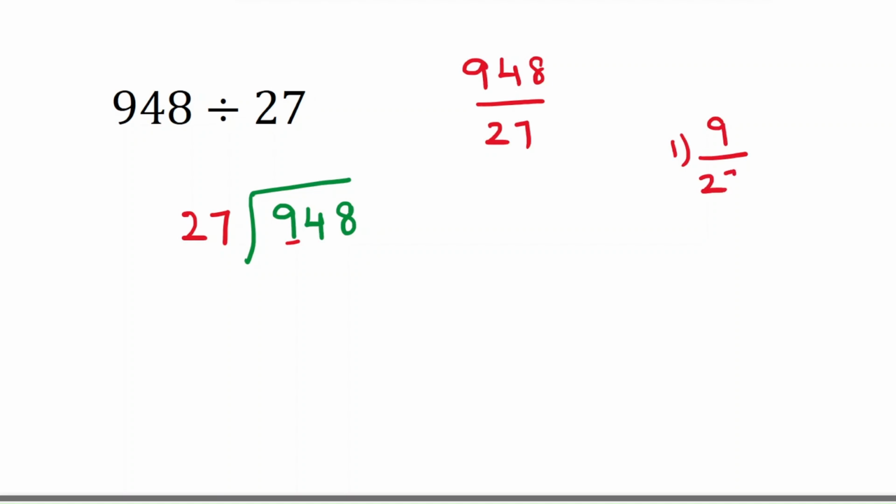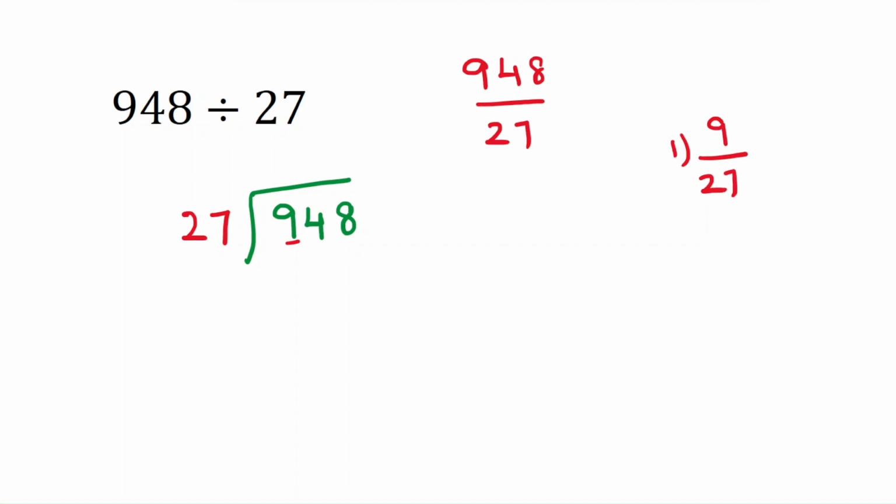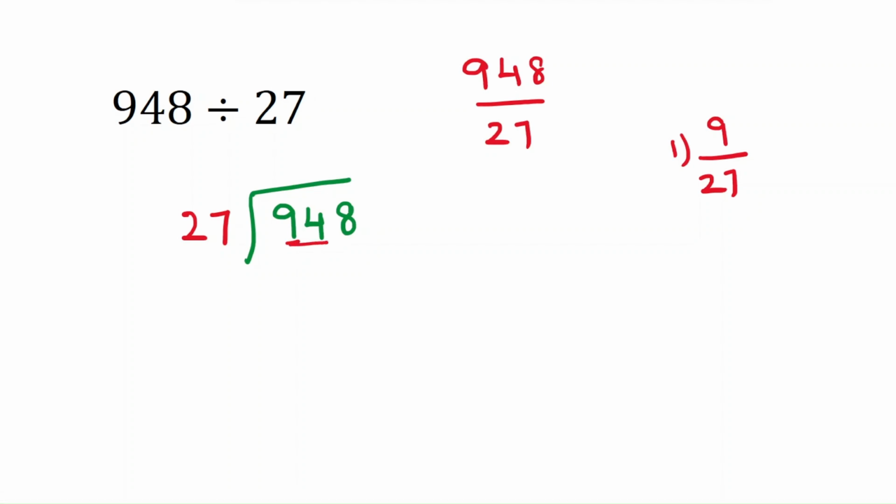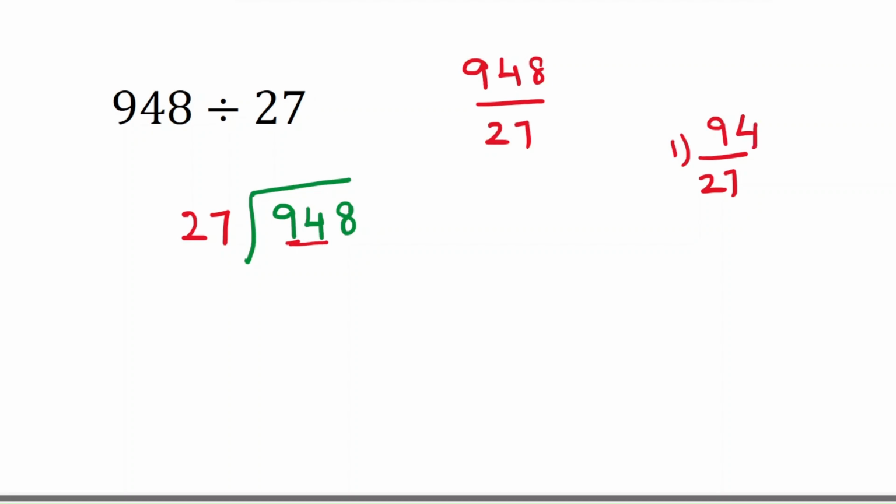9 by 27. 9 is less than 27, so you can't make any groups of 9. So you have to take the first 2 digits of the dividend from the left side, that is 94 by 27. And the second step is how many times 27 makes 94. 27 times 2 is 54.